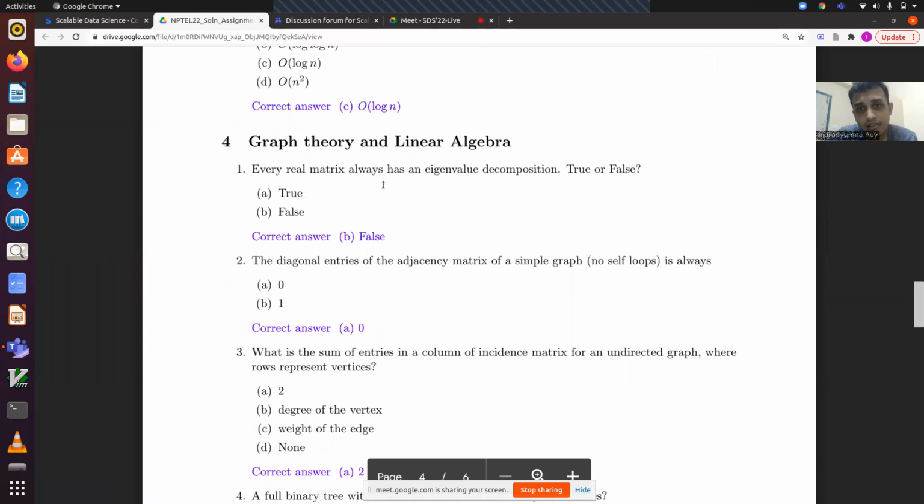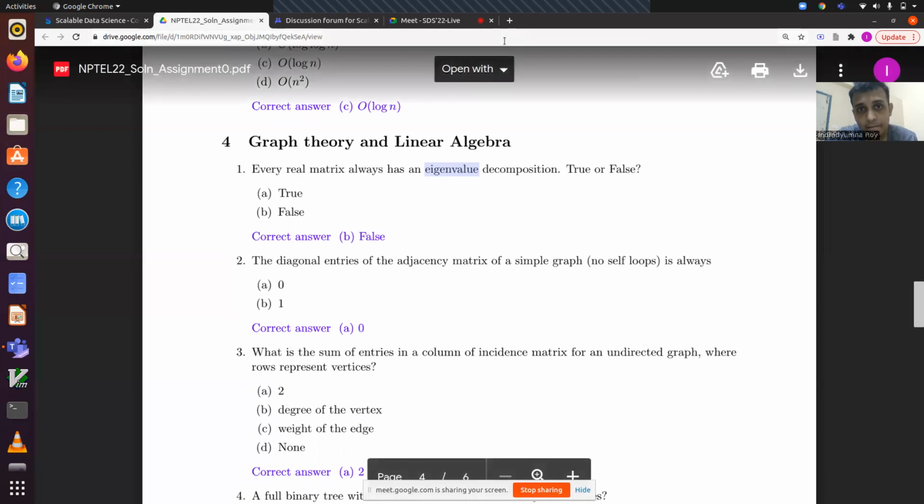Every real matrix always has eigenvalue decomposition. True or false? False. Okay. So why? Eigenvalues. Yes, I know, eigenvector and then eigenvalue. But can eigenvalue decomposition be done for any matrix? That's the question. No. The singular value decomposition will do.